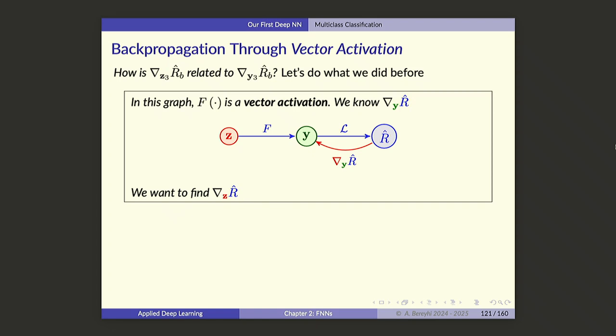The question is how I can compute the gradient of the loss with respect to z, in terms of this function, this vector activation, and the gradient that I already have. This is the question now, right? If I know how to handle this problem, then I can backpropagate over the original architecture I showed you, right? So let's do it.